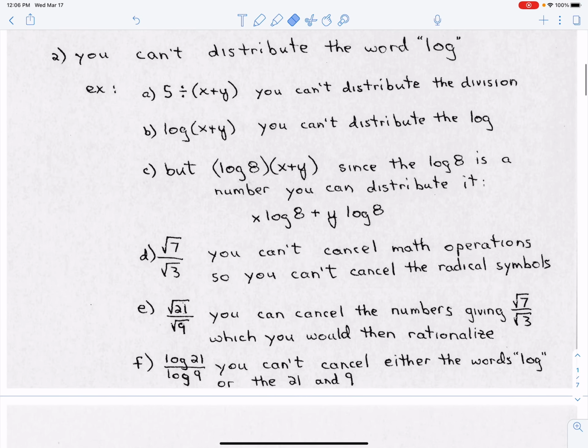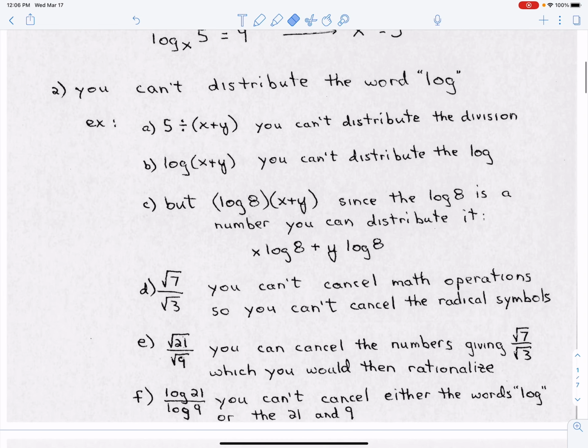Now, so I don't mislead you, and you don't really have to worry about this so much right now, but the log of 8 is not a mathematical operation. Okay, the log of 8 is a number, therefore you can distribute it. It's kind of like saying this. Log of x plus y. May I distribute the mathematical operation, the radical, to each of them?